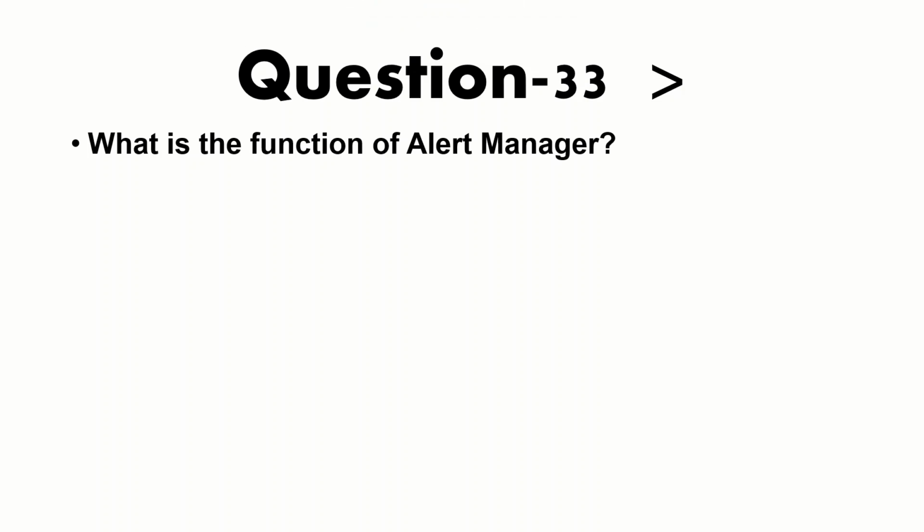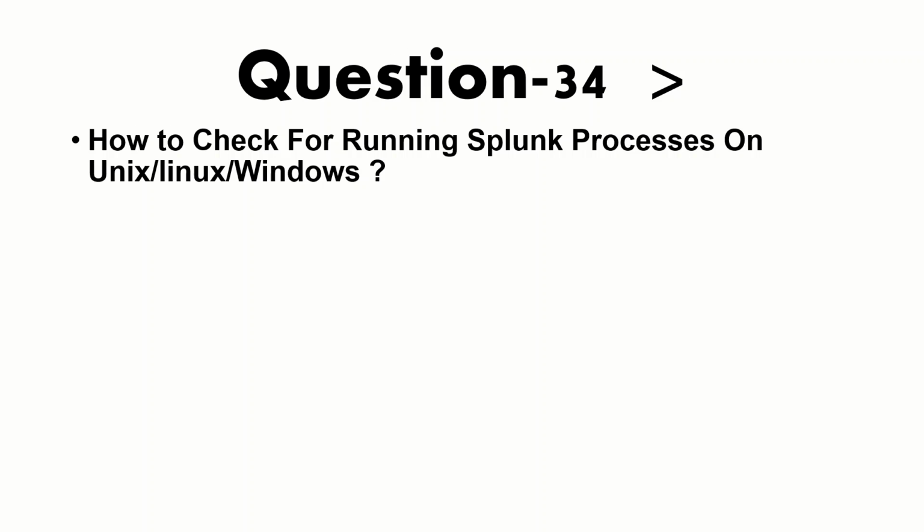Okay, so let's go to the next question. 34th question is how to check for a running Splunk process on Unix, Linux, or Windows. So it's a very basic question. How can you check it? Either you can check whether the Splunk process is running over there, or you can use a Splunk command.